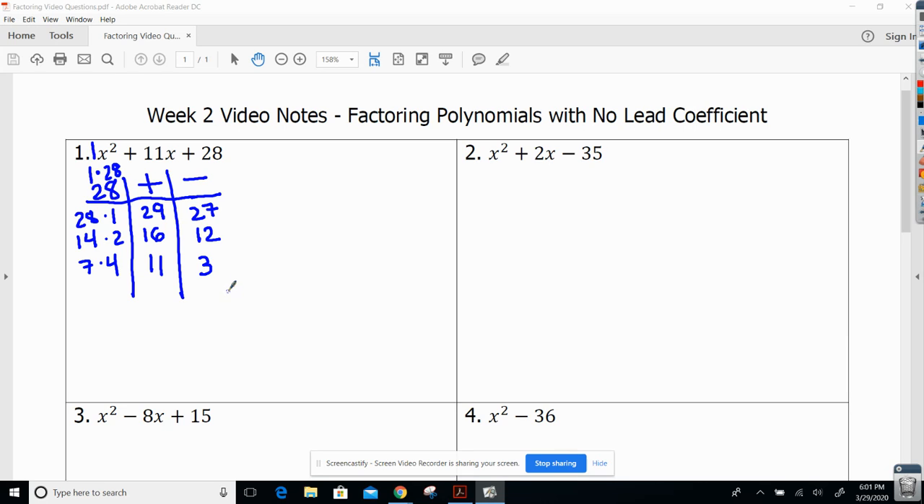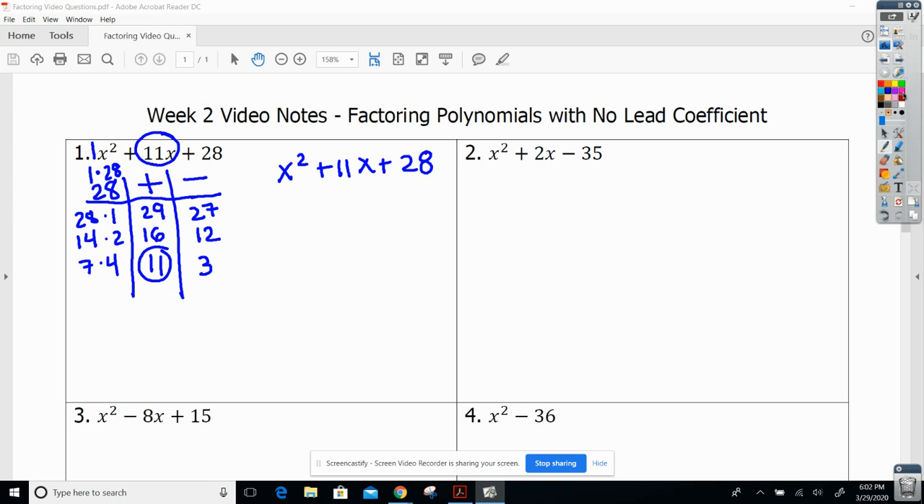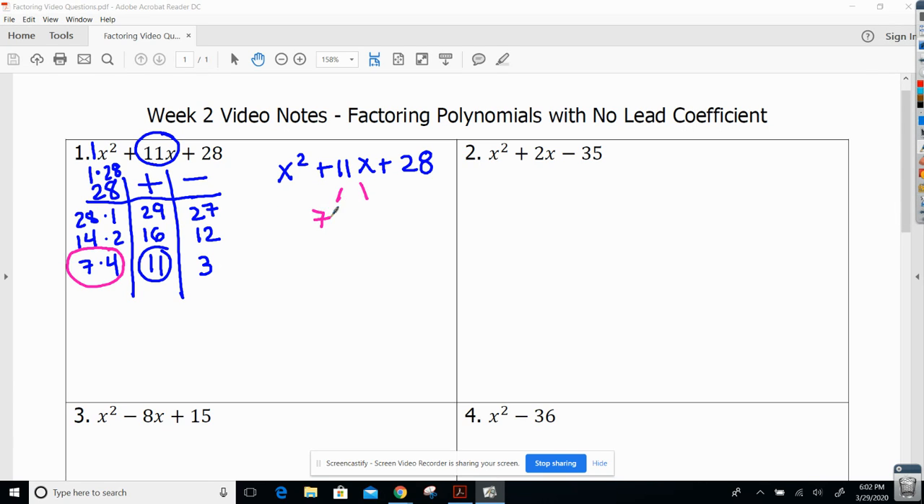All right. Then from here, we want to look for our middle term. Okay, so if you notice, our middle term is 11x. So we are going to look for 11. There's our 11. Okay, now I'm just going to bring my problem over here. X plus 28. Now what I'm going to do is I'm going to take those two numbers that gave me 11. Okay, now if you notice, the two numbers that gave me 11 were 7 and 4. So I'm going to break up my 11x as 7x and 4x.